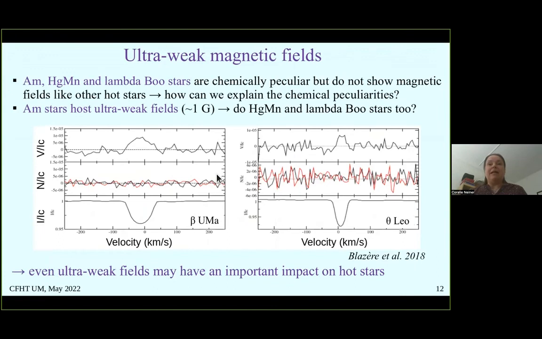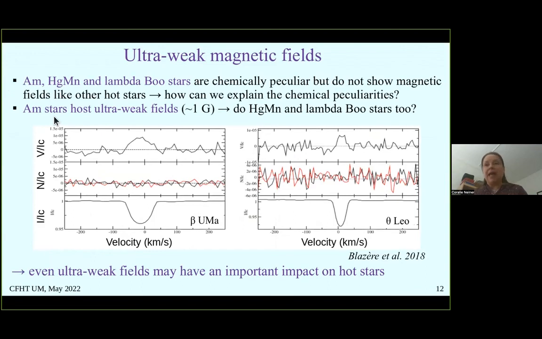And finally, my last example is the case of ultra-weak fields. For Am stars, mercury-manganese stars, and lambda Boo stars, we see chemical peculiarities at the surface, but we do not see magnetic fields like we see in the other hot stars. And so there is a big question: how can we explain these chemical peculiarities?